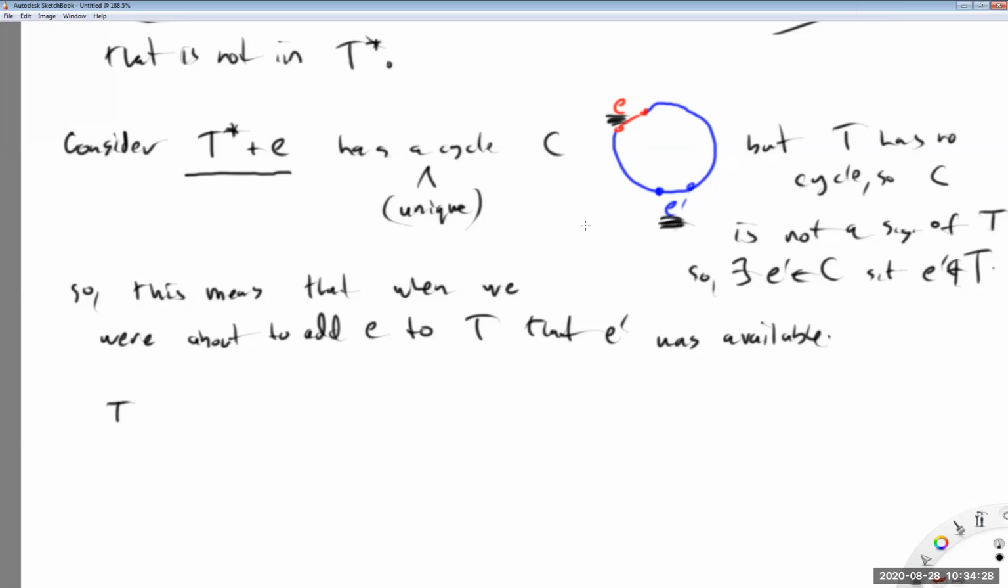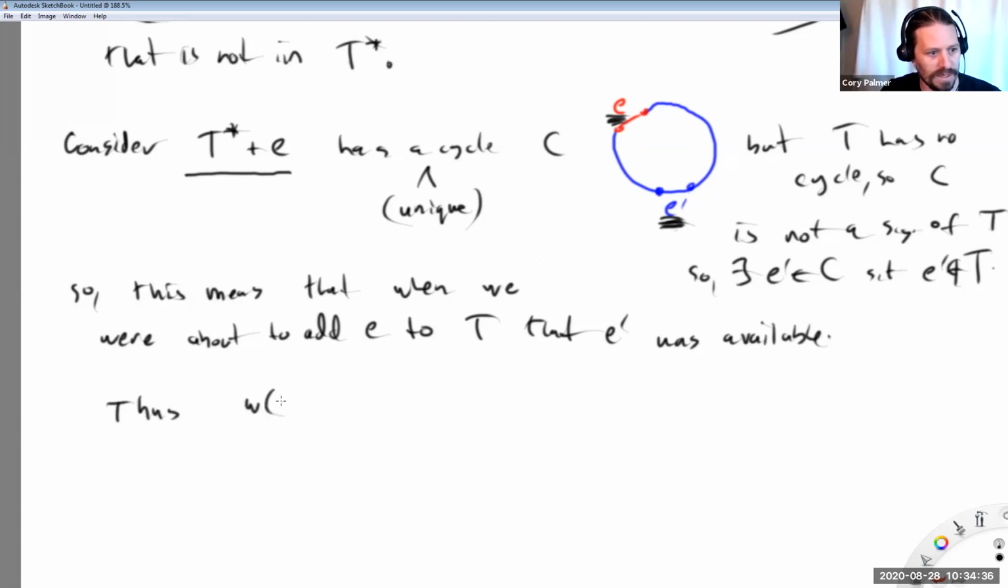E must have less or at least equal weight and be chosen first. Yes. Does that make sense? So thus, the weight of E was at most the weight of E prime. That's why I would have chosen E instead of E prime. If E had strictly more weight than E prime, then I would have chosen E prime at this step, okay?